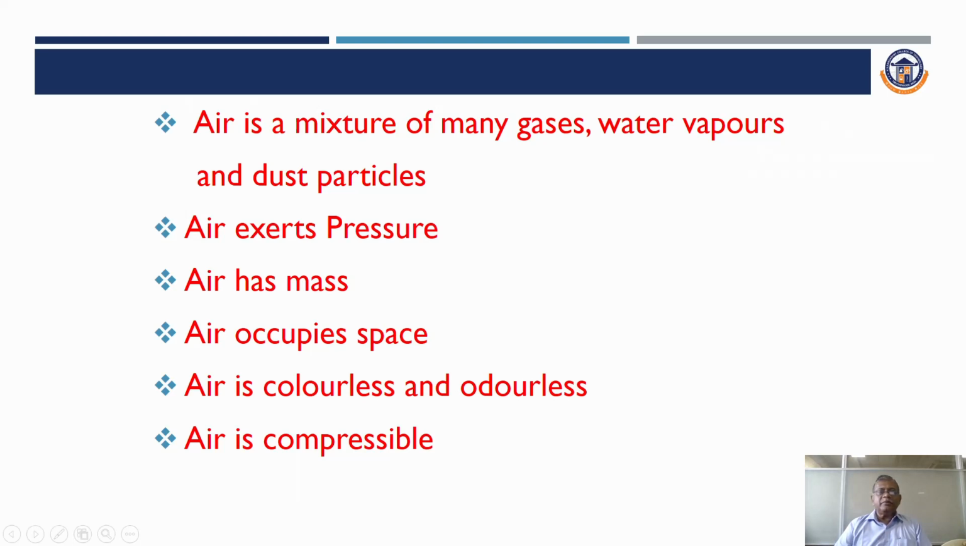So first let us see the properties of air. Air is a mixture of many gases, water vapors and dust particles. Air exerts pressure. Air has mass. Air occupies space. Air is colorless and odorless. Air is a compressible fluid.